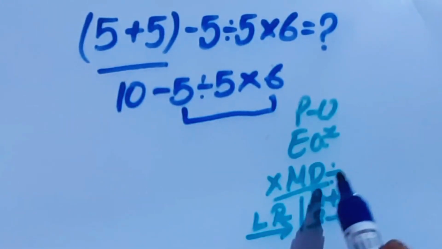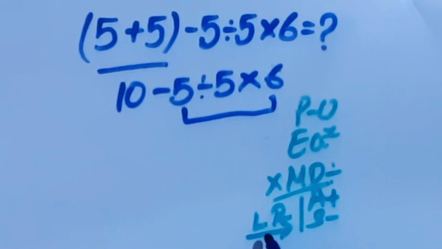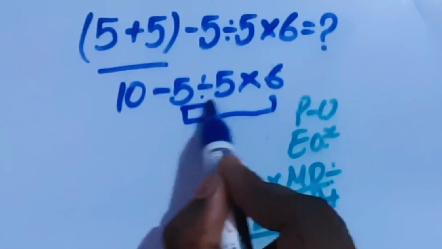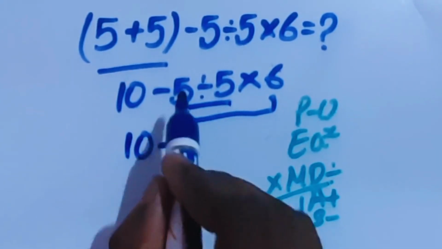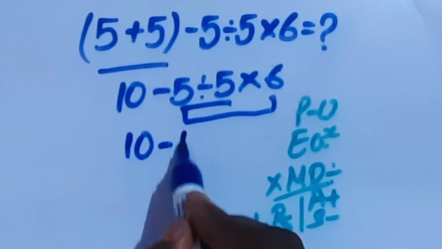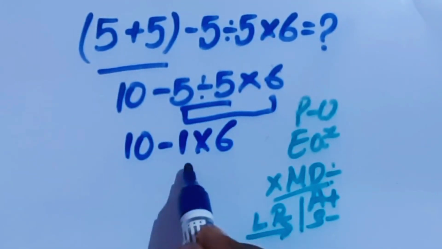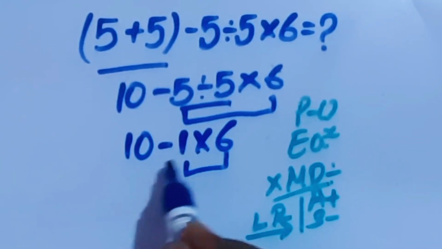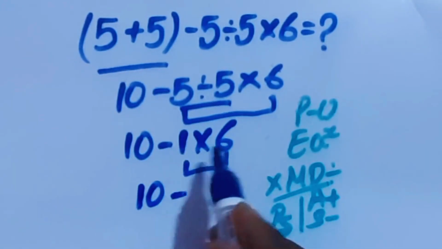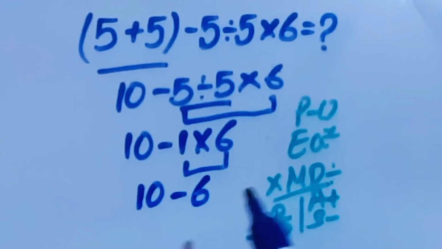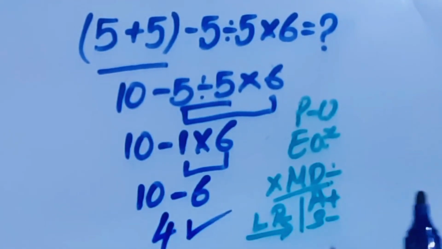Here multiplication and division are equal priority, so for this we are going to use left to right. Left to right is this one. So 10 minus 5 divided by 5 is 1, times 6. Now here we have subtraction and multiplication. Multiplication is higher priority than this subtraction. So 10 minus 1 times 6 is 6. So 5 minus 6 is 4, which is the correct answer.